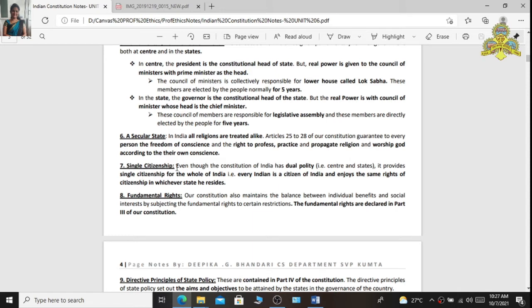ಸಿಂಗಲ್ ಸಿಟಿಸನ್ಶಿಪ್. Even though our Indian constitution has a dual polity, that is central government to state government, but it provides a single citizenship for the whole of India. That is, every Indian is a citizen of India and he can enjoy the same rights of citizenship in whichever state he resides. ಅರ್ಥ ಆಯ್ತಾ? ಸಿಂಗಲ್ ಸಿಟಿಸನ್ಶಿಪ್.